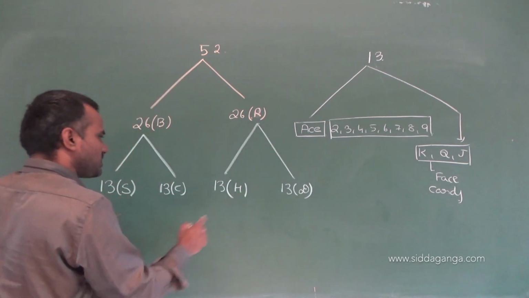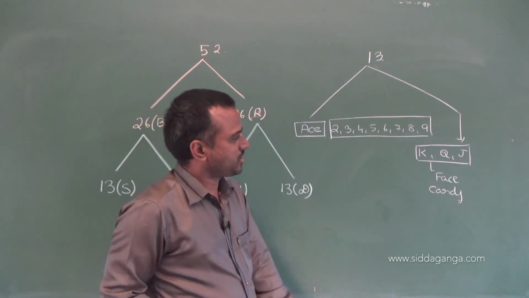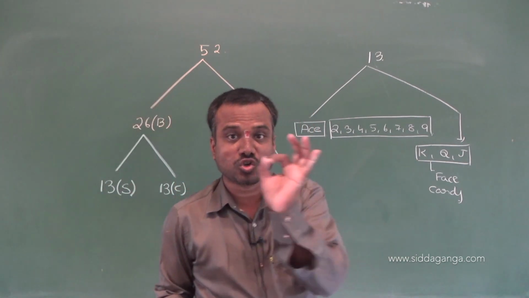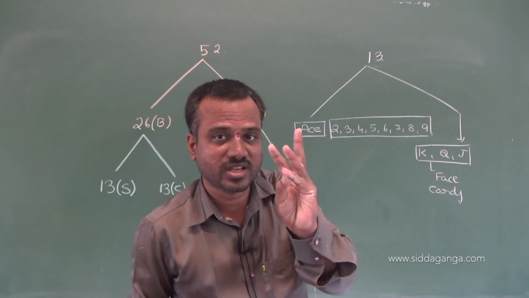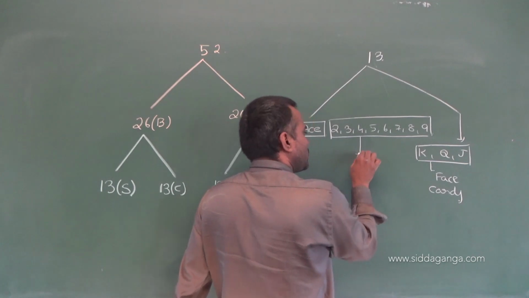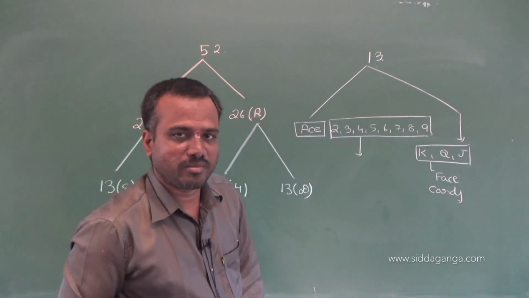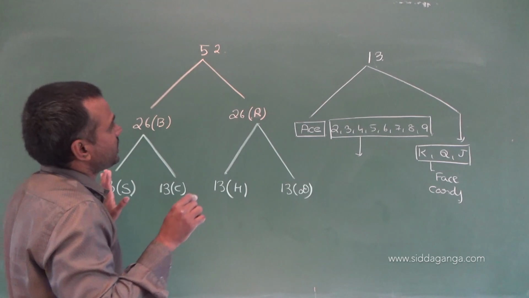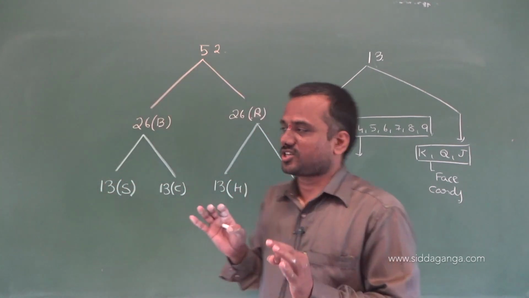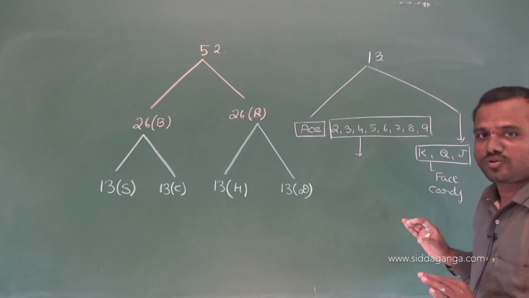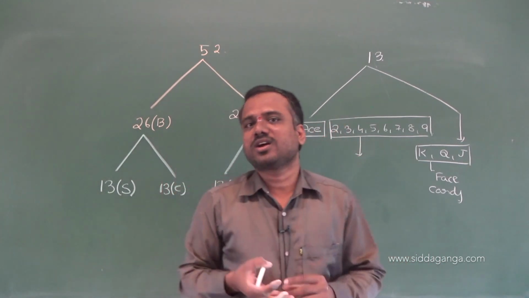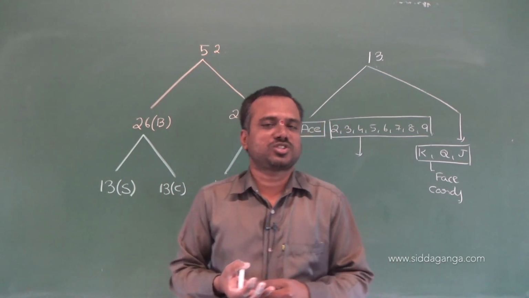So in each 13 set, there is 1 ace, so 4 alphabet cards. How many face cards? In each set, 3, so 12 face cards. One face is king, second face is queen, and third face is jockey. This is about a 52 pack of playing cards. This is the tree structure for what? The 52 pack of playing cards. Okay, up to this we stop.